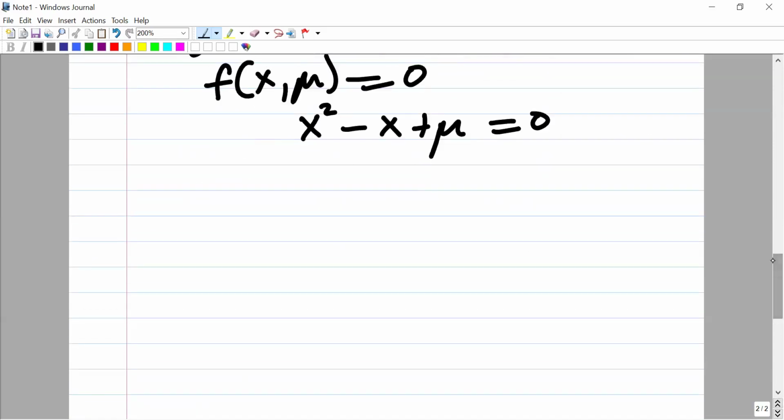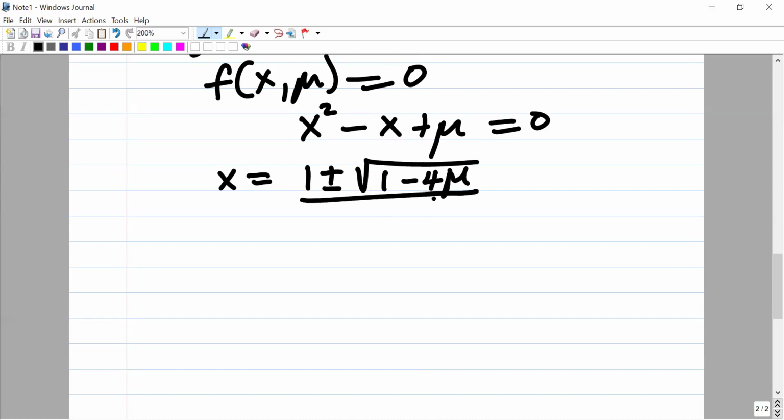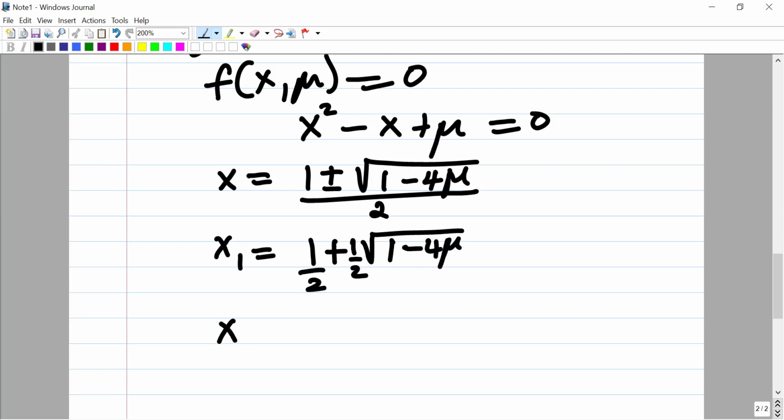If you use the quadratic formula, you find that x is equal to 1 plus or minus the square root of 1 minus 4 mu, all over 2. So we have two equilibrium points here. x1 is equal to 1 plus the square root of 1 minus 4 mu, over 2. And x2 is equal to half minus half times the square root of 1 minus 4 mu.